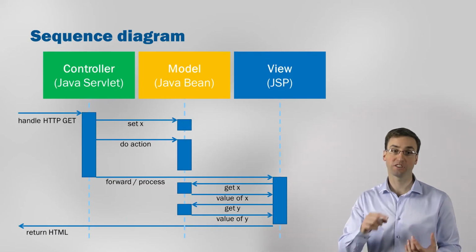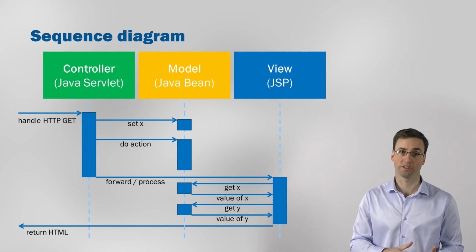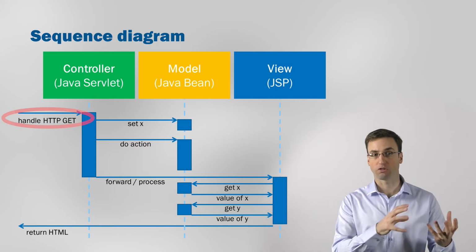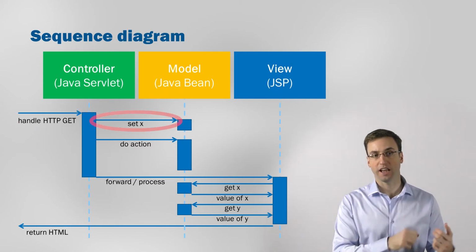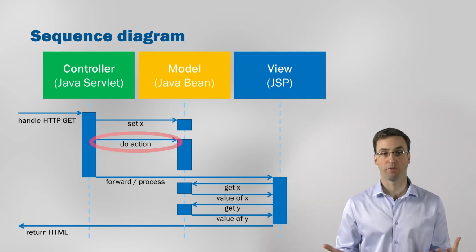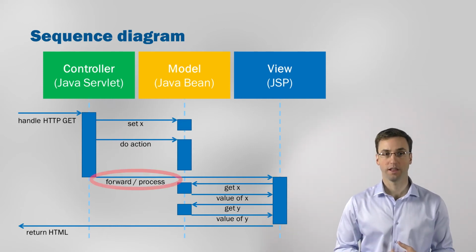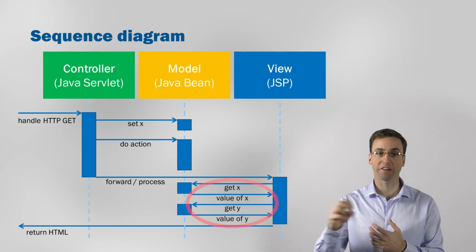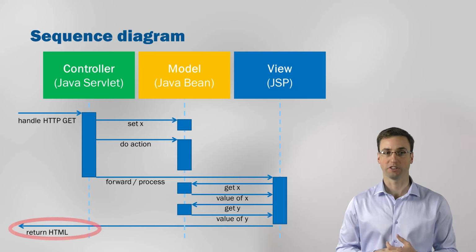So here's a sequence diagram showing how the MVC architecture works. When a HTTP request comes in, the controller extracts any form values and then sets the model accordingly. It also figures out what operation to perform on the model. Then it passes control to a JSP page, which then retrieves information out of the model and generates a HTML response.